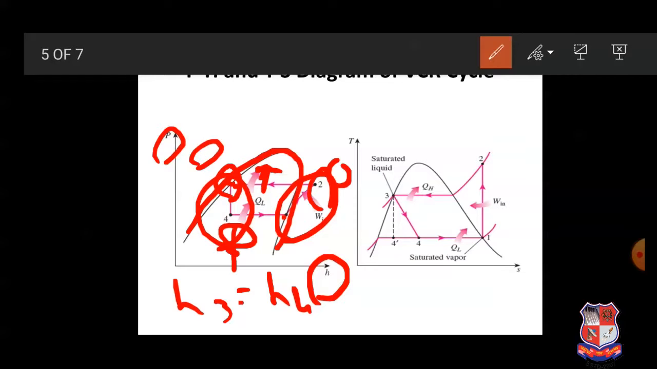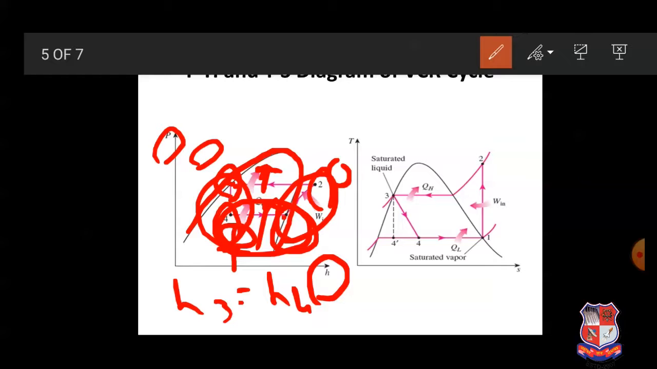Then the last process is 4 to 1. That 4 to 1 is the vaporizing or heat absorption process. During this process pressure remains constant, but we are absorbing the latent heat from the surroundings. At that time enthalpy is increasing and the wet refrigerant is converted into saturated vapor refrigerant.